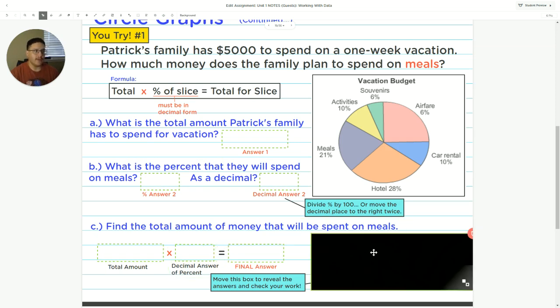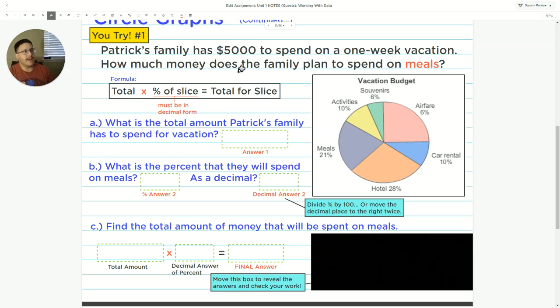Now, if you're on ClassKick doing this problem, you can move this box to check to see if you're doing everything correctly. Otherwise, when you type these in, it'll tell you whether you've got them right or not. And then you can just keep trying until they get answered correctly. At this moment, I would like for y'all to pause the video and try this problem on your own. Otherwise, I'm going to go through it and explain how to do this.